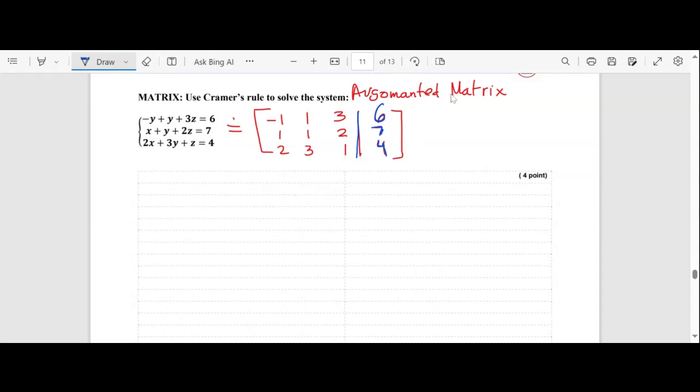Now, what is the rule for getting x? By the way, this is x here. How can I get x? x is what? dx over D. How can I get y? dy over D. How can I get z? dz over D. So I have to get D first. So let's get D. How can I get D?